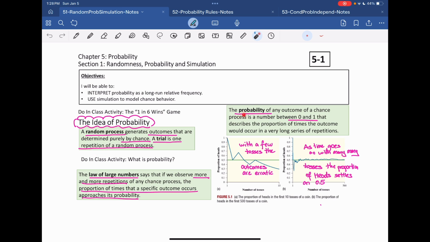And the probability of any outcome is between 0 and 1. So that represents 0% chance of happening, and the 1 represents 100% chance of happening. Also think in terms of the decimal version of what a percent can be represented as, okay?